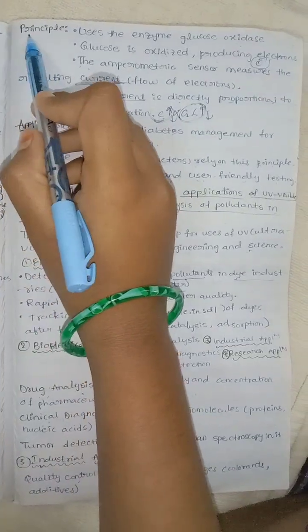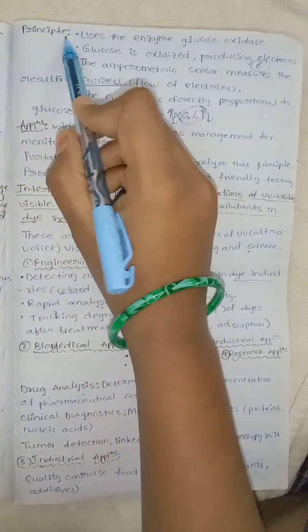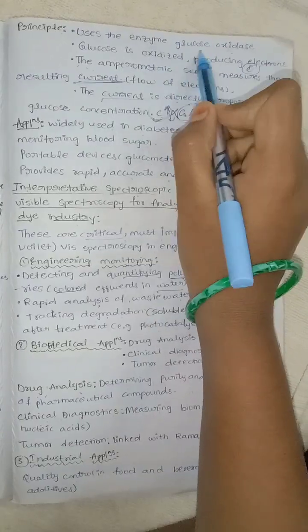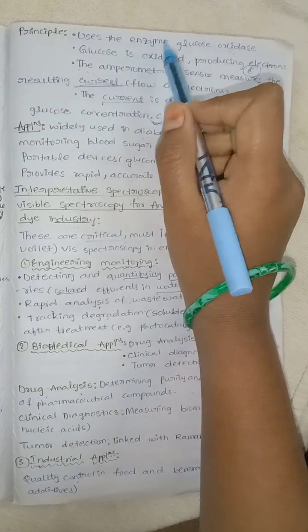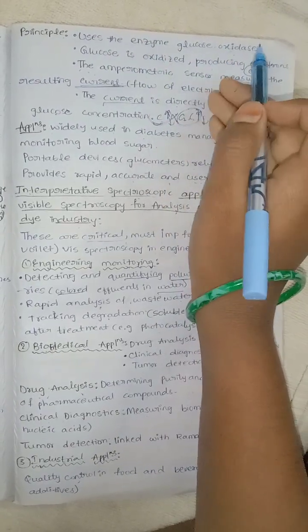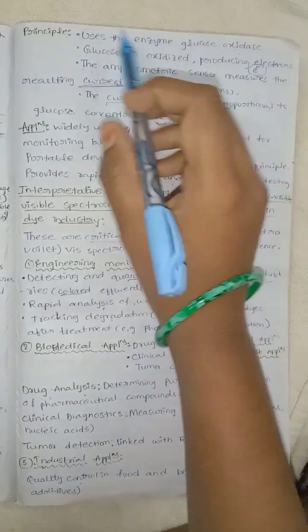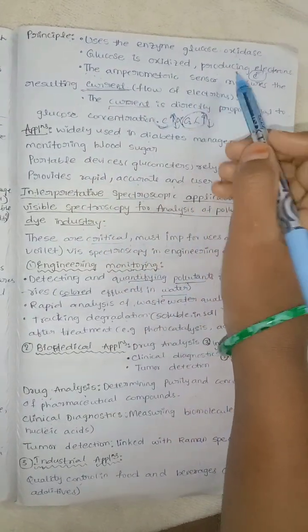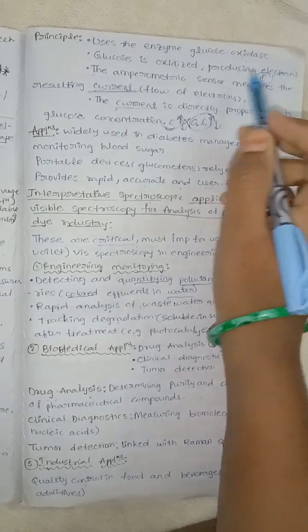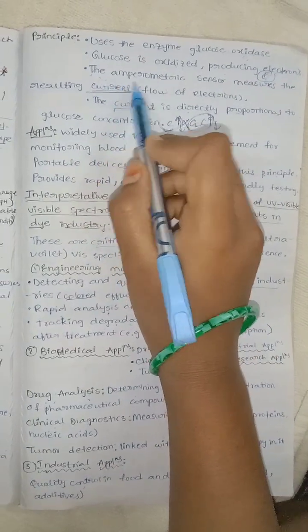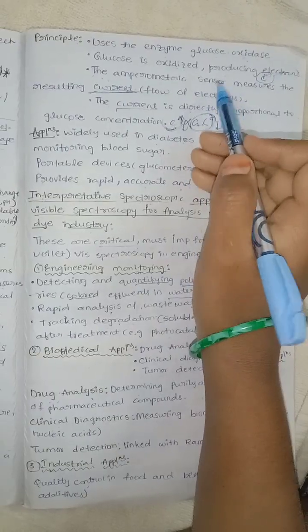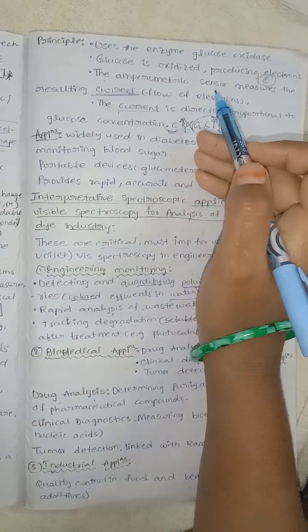This concept is based on 4 principles. It uses the enzyme glucose oxidase. The glucose is oxidized by reacting with oxygen, producing electrons, and this is used in amperometric measurement. The result is a current.